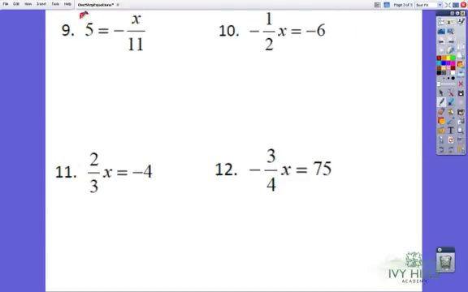For number 9, we have negative x over 11. So again, I'll multiply both sides by negative so that I can get rid of the negative on the right-hand side of the equation. I'll also multiply both sides by 11 so that I can also get rid of the 11 on both sides of the equation. The negatives will cancel out. The 11's will cancel out. I will be left with x equals negative 11 times 5, which is negative 55.